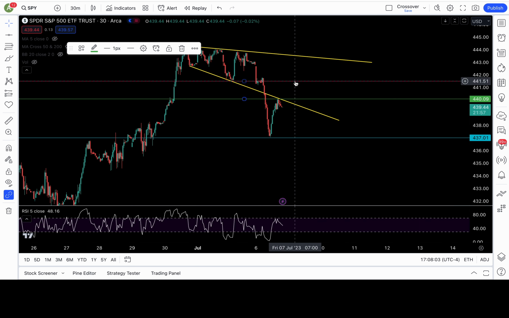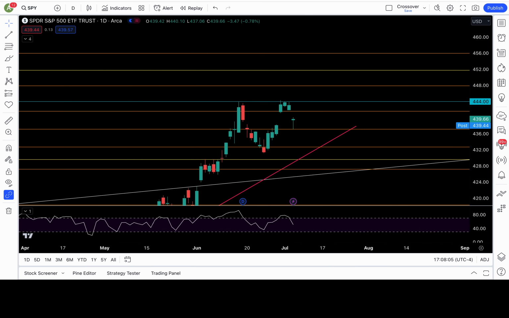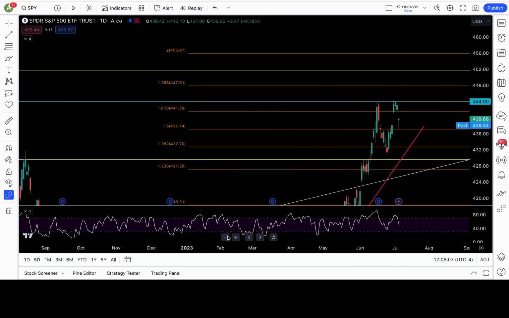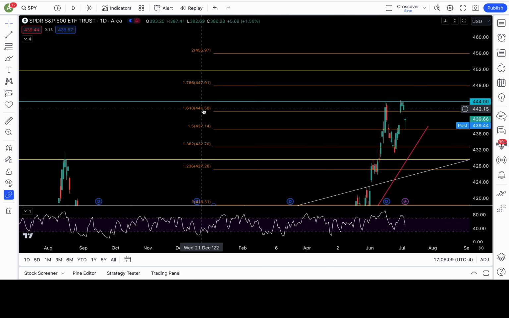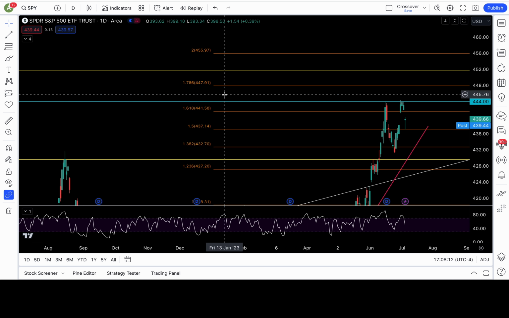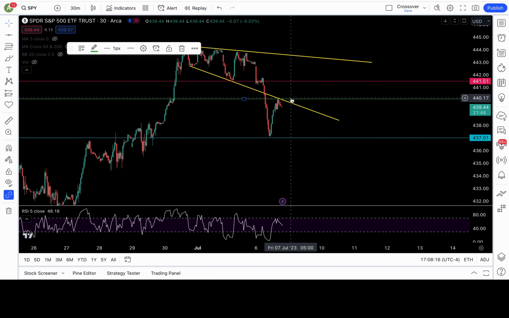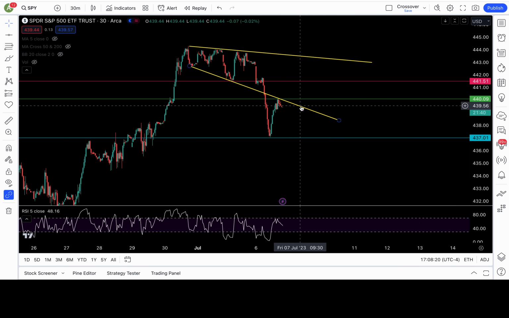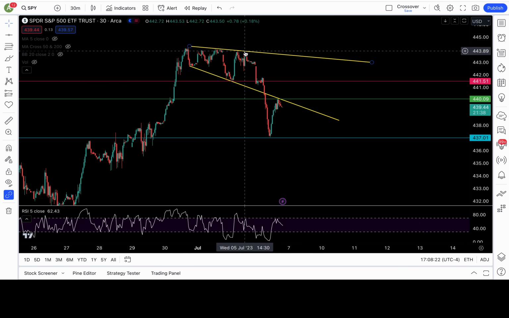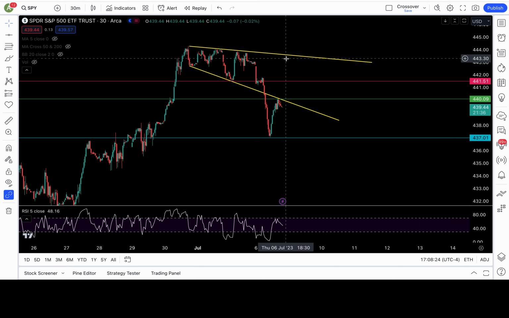That will put the 441.5 level in play. Where does this level come from? Well, 441.5 is my 1.618 fib level. If we can clear 440, that level would be in play. And then the top of this, I don't know what we're going to call this, a flag pattern, continuation pattern would be a good name for it as well, the top will be at 443.5.